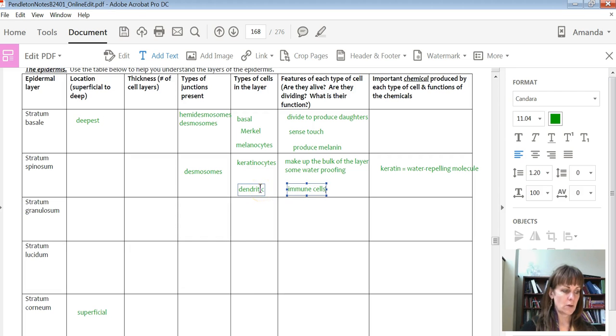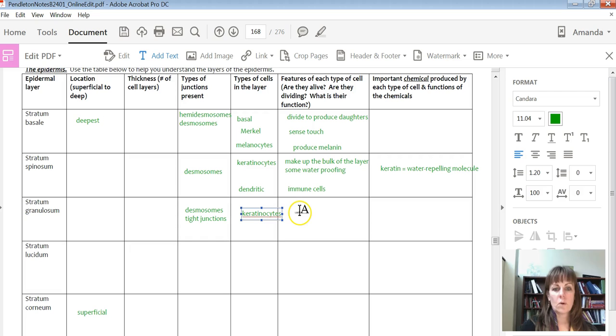Okay. At the stratum granulosum, we're also going to have desmosomes, but here we're going to add tight junctions as well. Remember, tight junctions don't allow molecules to go in between cells, so these tight junctions not only add strength to the skin layers, but also help with the waterproofing. Again, here we're going to have keratinocytes.